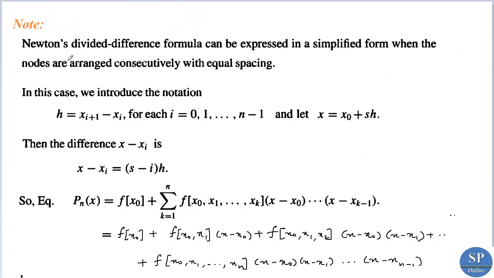Now we have a note. Newton's divided difference formula can be expressed in a simplified form when the nodes or the points are arranged consecutively with equal spacing.